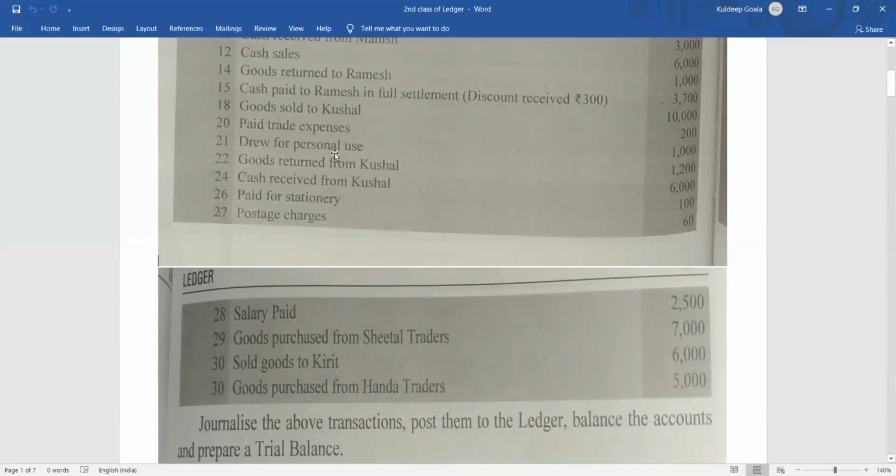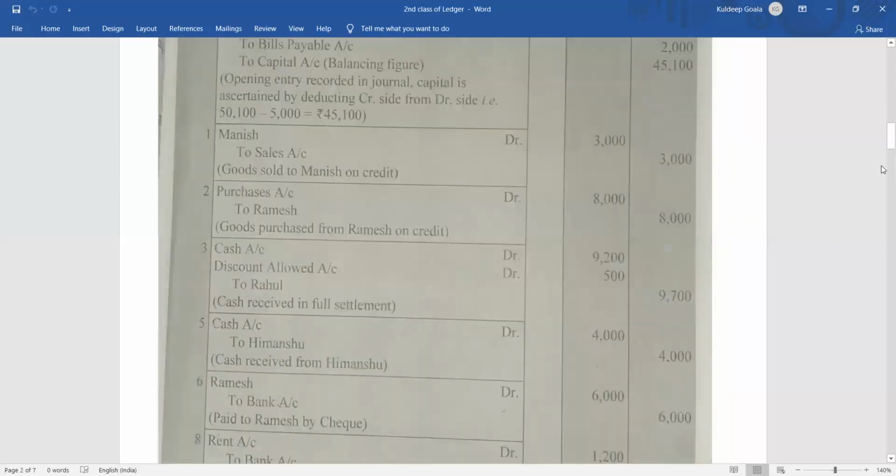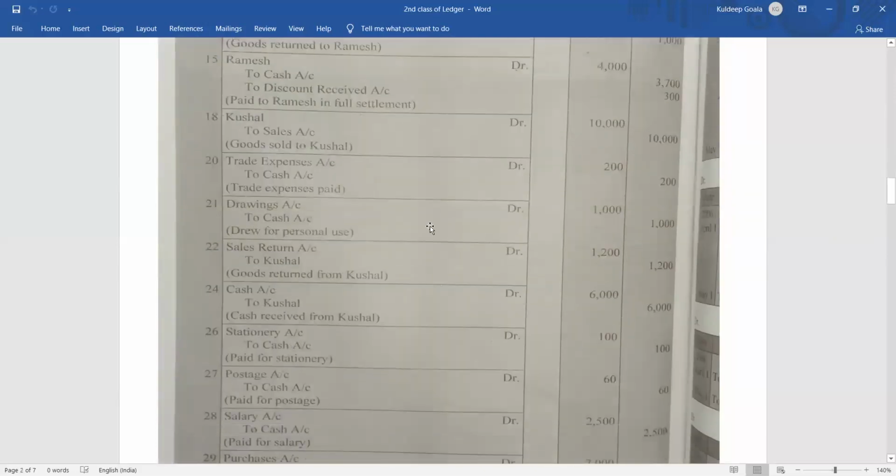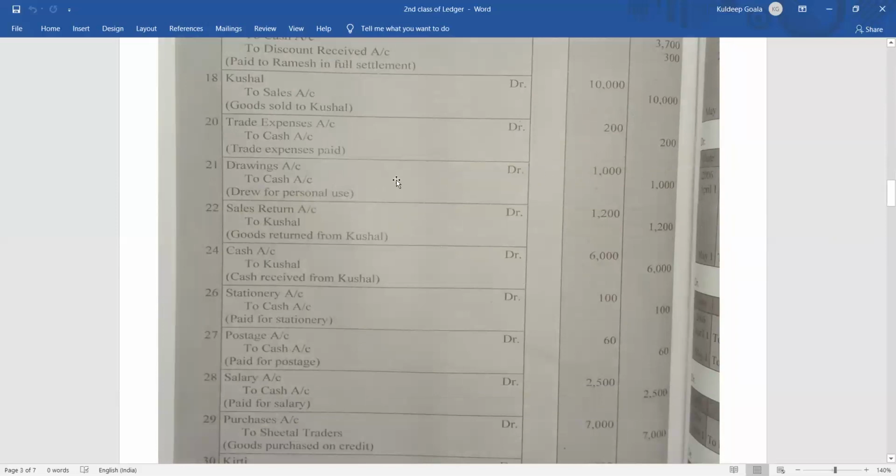Drew for personal use. Okay, for his self use, he is drawing money from the business. How much? 1,000 rupees. So whenever there is personal use, the word drawings will come, right? And what is he taking? Cash. So it will be drawings account debit to cash account. Drawings account debit 1,000 to cash account 1,000.